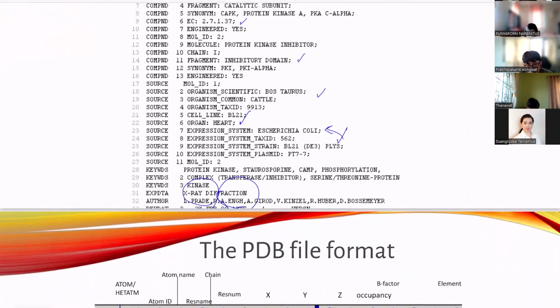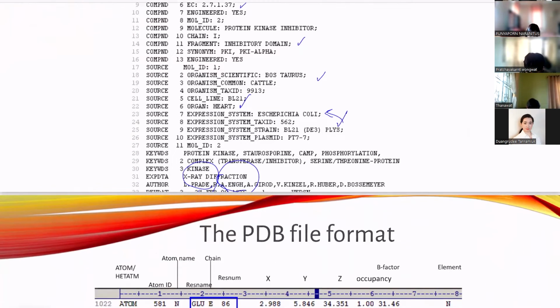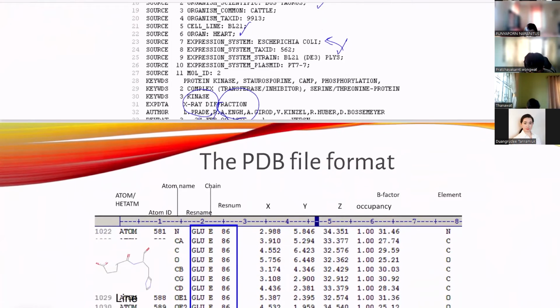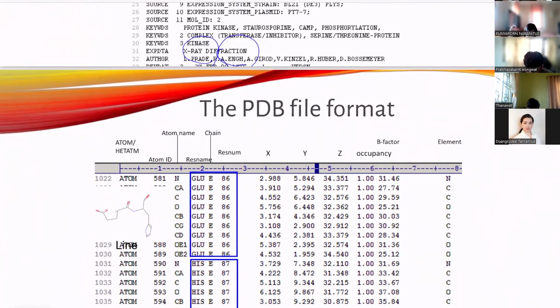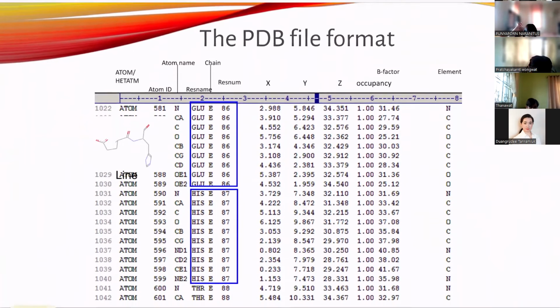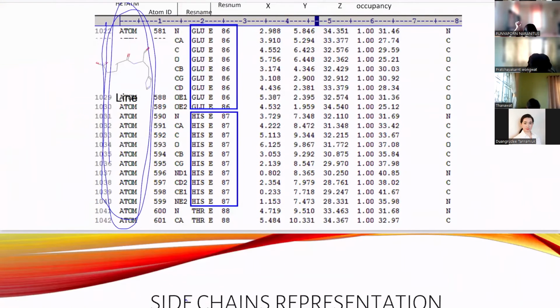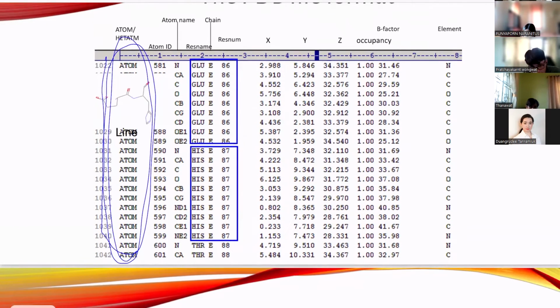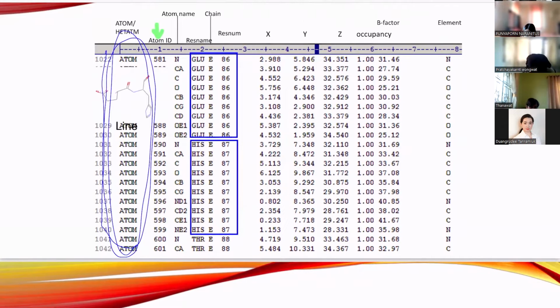And then after finishing the author line, it will start with the atom lines. The atom records will have the record name ATOM at the beginning of the columns. And then it will have the sequence number, the atomic IDs in serial number. And then it will show you each atom: nitrogen, carbon alpha, carbon, something like that, and then glutamic acid.